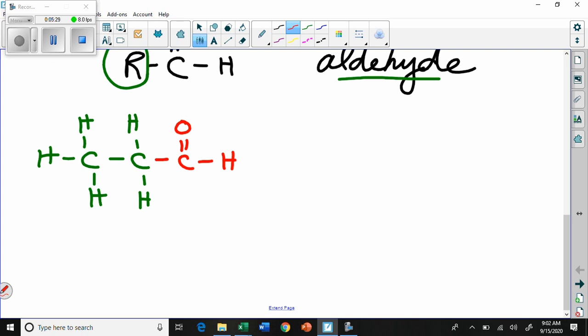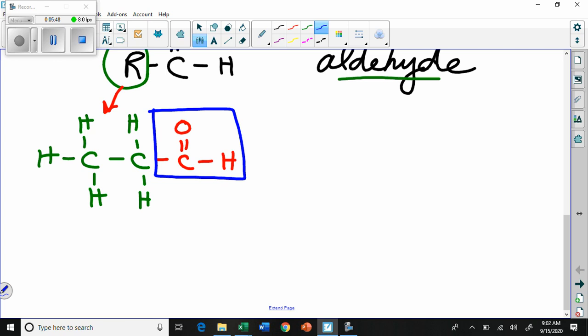Yes, ma'am. Yeah, so R in this case happens to be this green stuff, but there could be anything over here, right? That's the whole point. The key thing is not to worry about what's attached. The key thing is to be able to spot these groups. That's what we're trying to do.